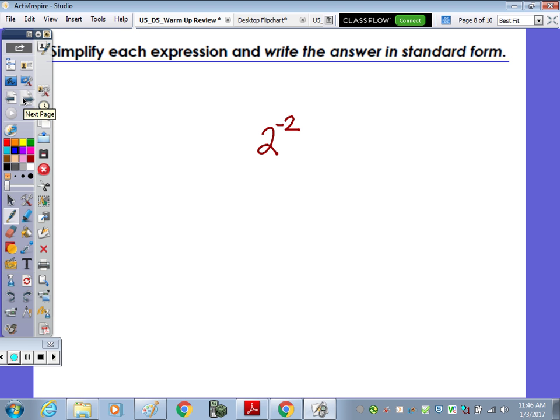Next one is 2 raised to the negative second power. I'm going to go ahead and do this on the calculator. If you get a decimal, remember you can do math, enter, enter to change it to a fraction.